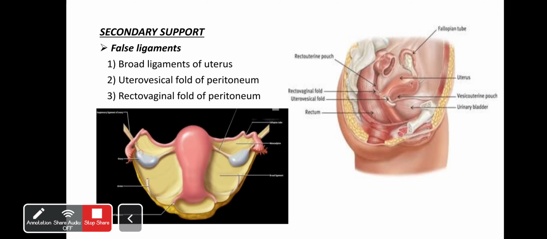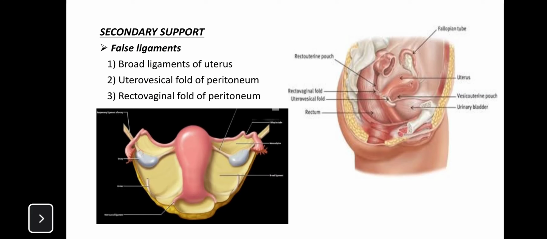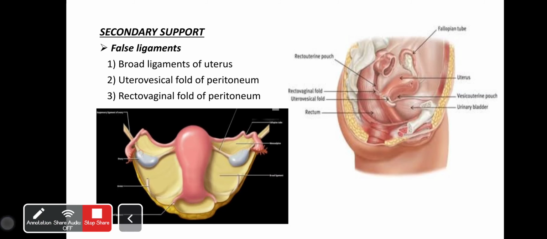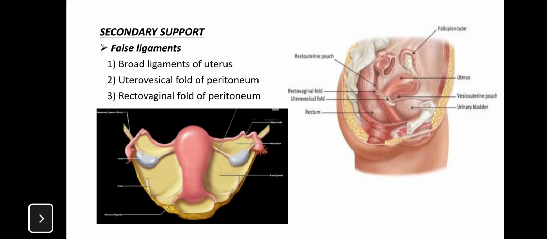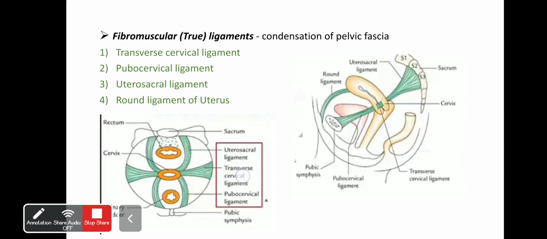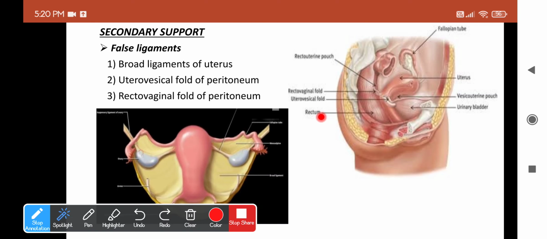Then going to secondary support, these are the structures I already mentioned, namely the broad ligament of the uterus, the uterovesical fold of peritoneum, and the rectovaginal fold. These are called secondary structures because they don't contribute much to the support of the uterus. They are just related to the uterus and can contribute a little to support, okay, but they are not the main ligaments of support. So we have the broad ligament, this is the yellow one, the entire one if you see, then the uterovesical fold over here and the rectovaginal fold, okay. These are minor supporting structures of the uterus.